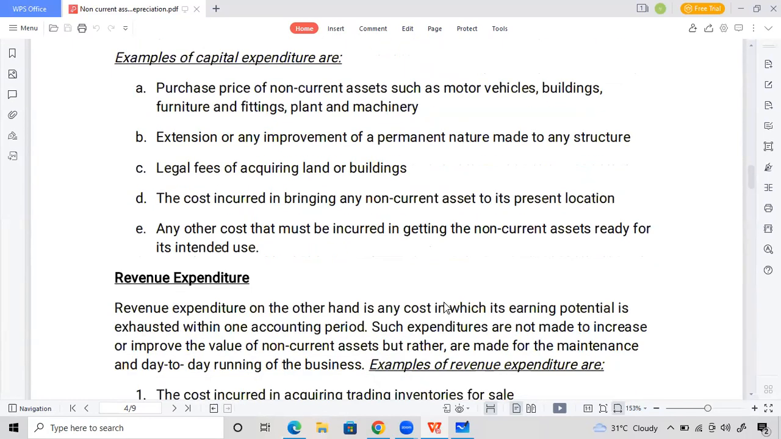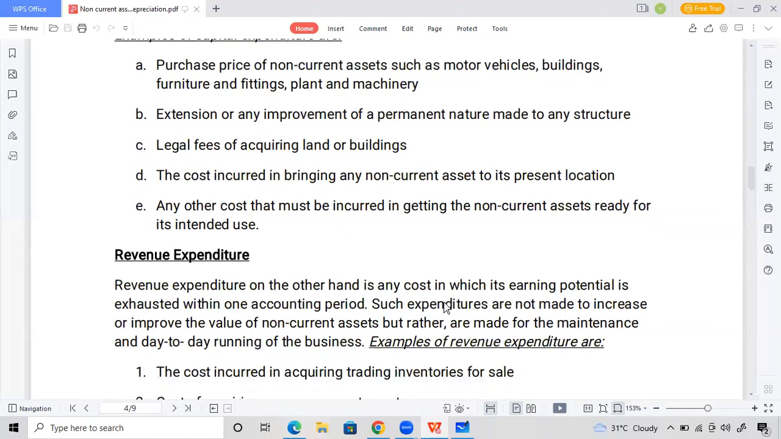And the second one, revenue expenditure. Revenue expenditure, on the other hand, is any cost whose potential is exhausted within one accounting period. Such expenditure are not made to increase or improve the value of the non-current asset, but rather are made for the maintenance and the day-to-day running of the business.